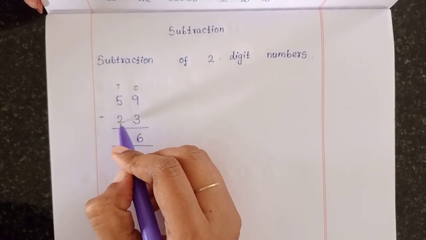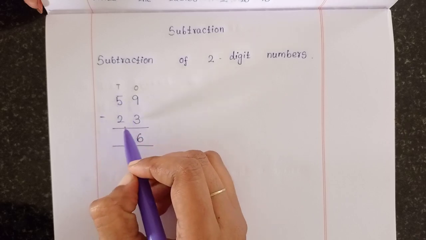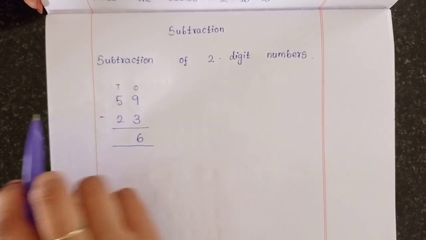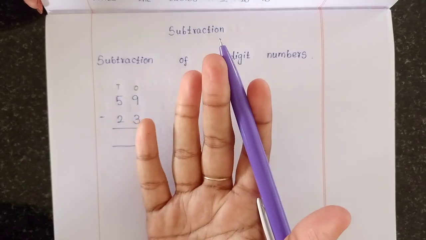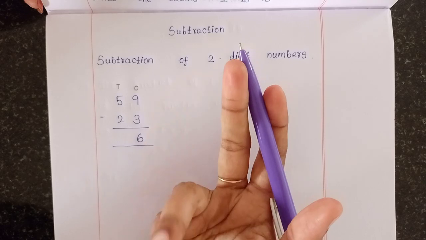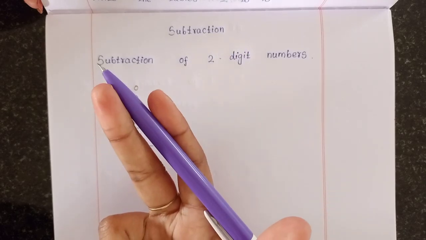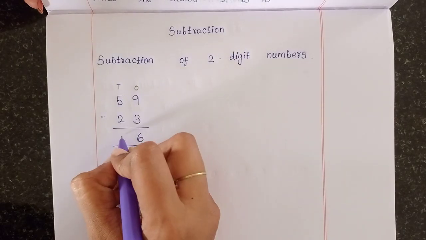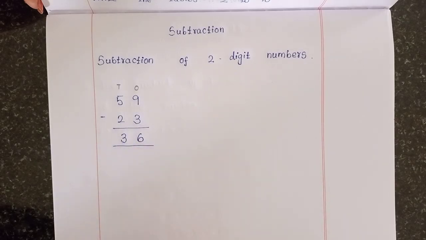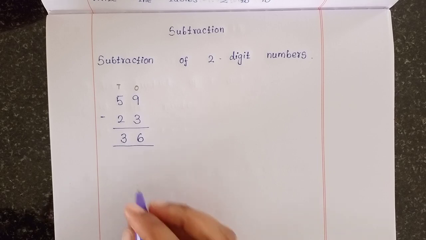Then 5 minus 2. Tens. Subtract the tens column. 5 minus 2. All of you take 5 fingers. Then we have to cut 2, and how many fingers remain? 3. So the answer is 36.